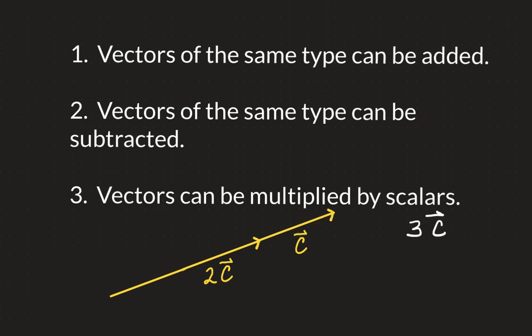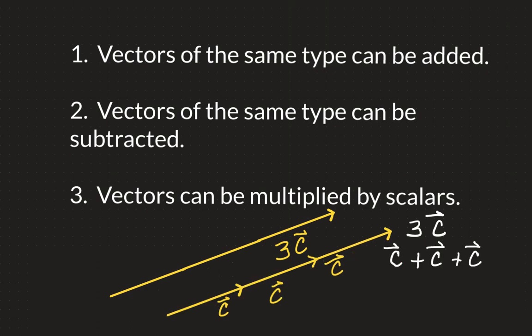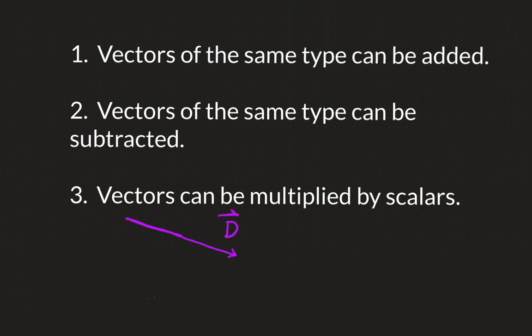Want to go for 3? Just add another copy of vector C. You may have noticed that 3 times vector C is the same thing as vector C plus vector C plus vector C. Of course, scalars are not always whole numbers. 1/2 is a scalar. There is no direction attached to it. It is a magnitude. And 1/2 of vector D would give us this. The direction is the same. The magnitude is halved. So remember, vectors of the same type can be added, vectors of the same type can be subtracted, and vectors can be multiplied by scalars.